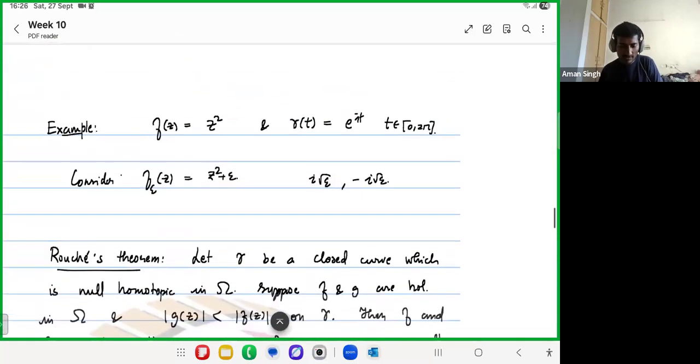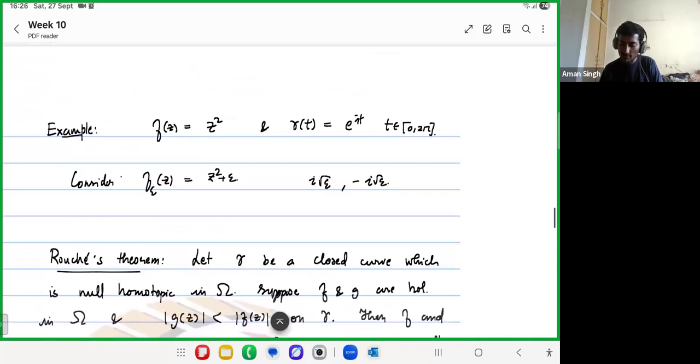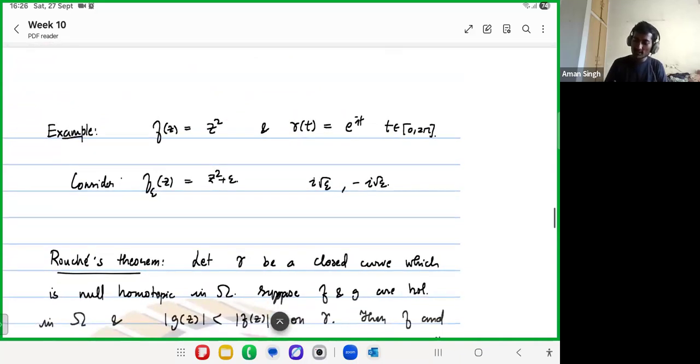For example, here they have given some example. So z squared. Z squared, counting with multiplicity, has two zeros within the unit circle. Okay, zero counted twice. And what happens if you take z squared plus epsilon, a very little epsilon?